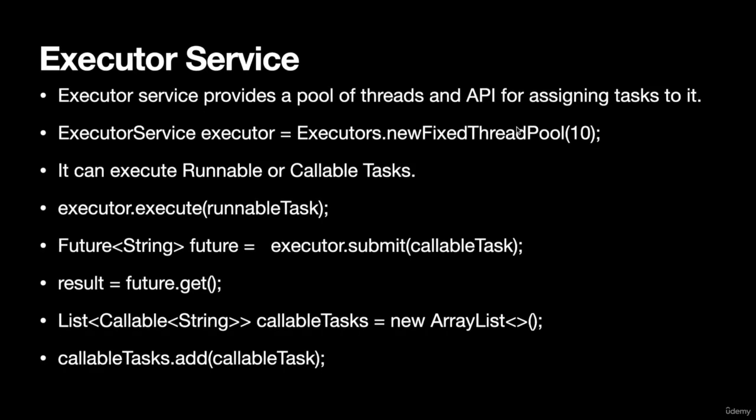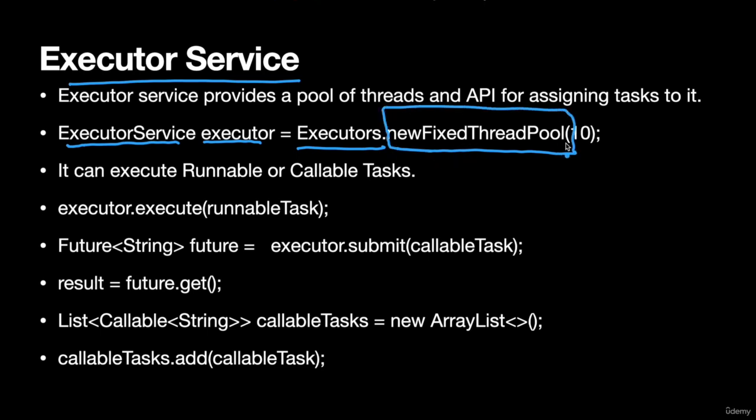Executor service. Executor service provides a pool of threads and an API for assigning tasks to it. So this is the way you can create threads and run tasks in parallel, and this is how you usually use it in your Java program. So how will you create an executor service? It will create a pool of threads, and it can execute all the tasks. You can just create an executor service with Executors.newFixedThreadPool. Here is the new fixed thread pool. We are getting 10 threads.